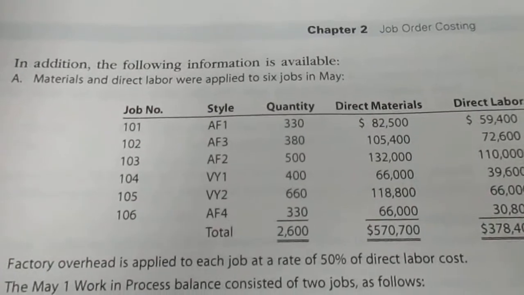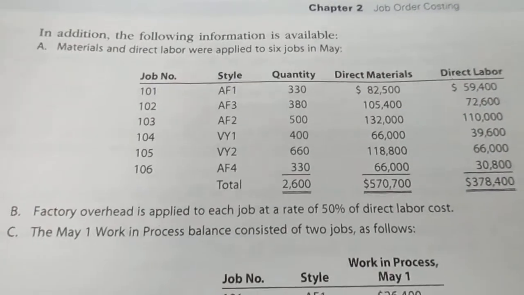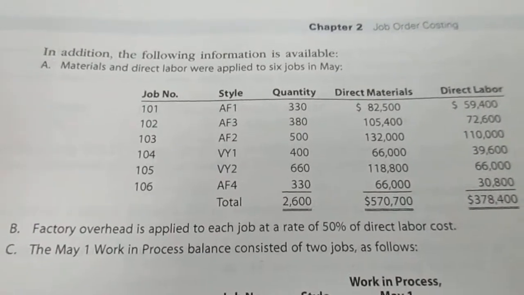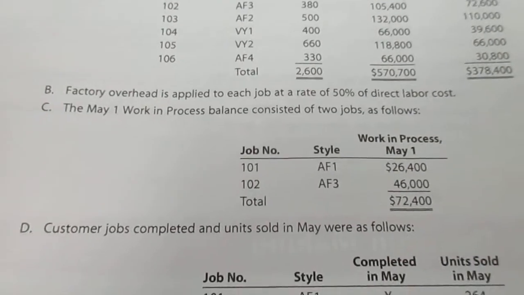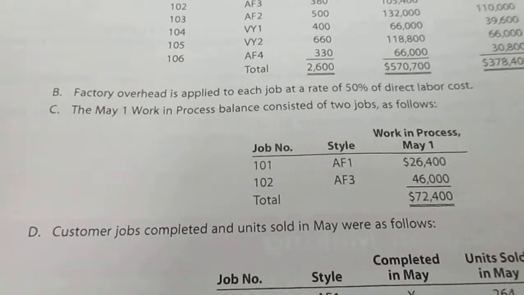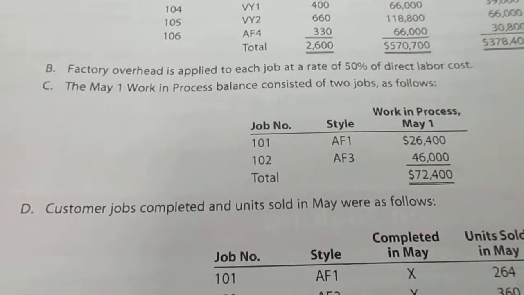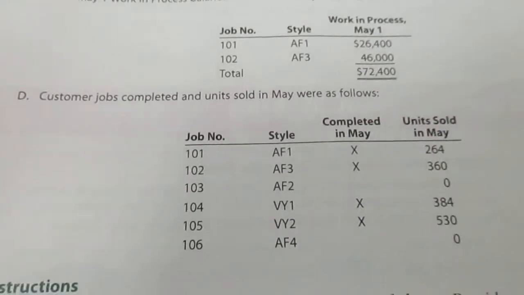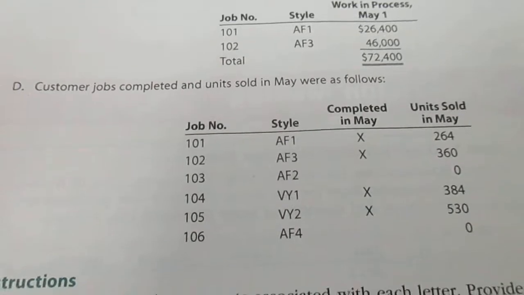But if we go to the next section, it says, in addition, the following information is available. Materials and direct labor were applied to 6 jobs in May, and you can see that information there. Part B, factory overhead is applied to each job at a rate of 50% of direct labor costs. C, the May 1st work in progress balance consisted of 2 jobs as follows. And D, the customer jobs completed and units sold in May were as follows.